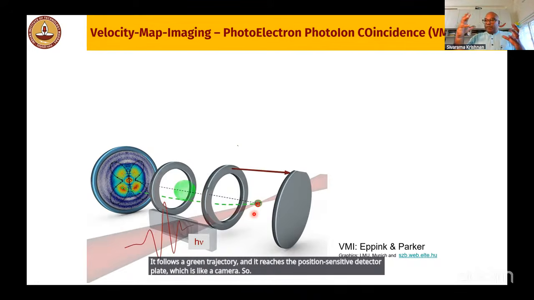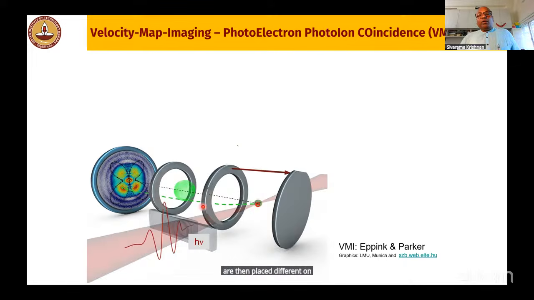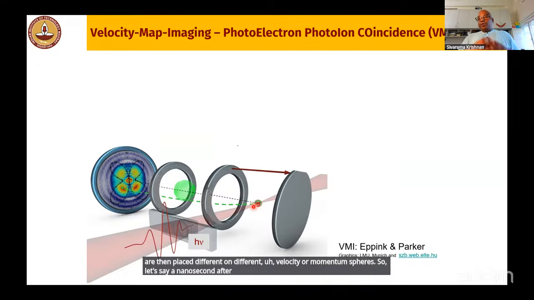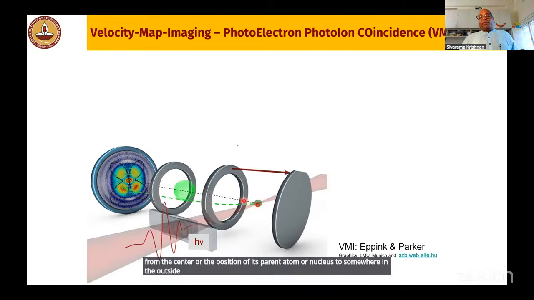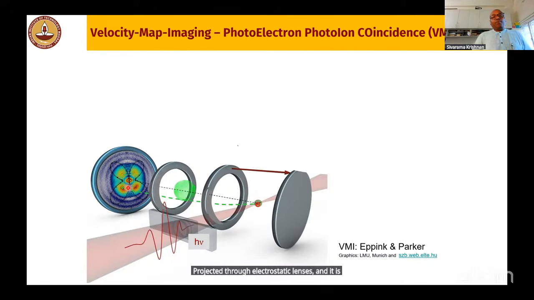Electrons with different velocities acquired at the time of the photoionization event are placed on different velocity or momentum spheres. Let's say a nanosecond after the photon is absorbed, depending on its velocity, the electron would have moved away from the position of its parent atom or nucleus to somewhere on the surface of a spherical shell whose radius is proportional to the velocity of the electron. This entire momentum sphere is projected through electrostatic lenses onto an imaging detector.